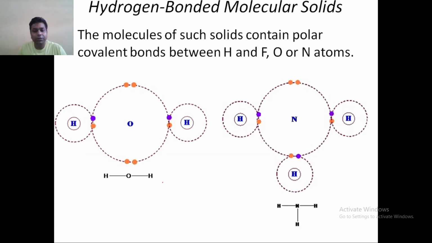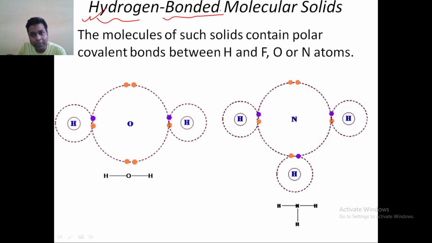Now coming to the next topic, the hydrogen bonded molecular solid. As the word makes clear, hydrogen bonded means that in this type of solid one element will compulsorily be hydrogen. As the terminology is clear, I always say that whenever you want to understand any topic, you have to understand the terminologies written there.